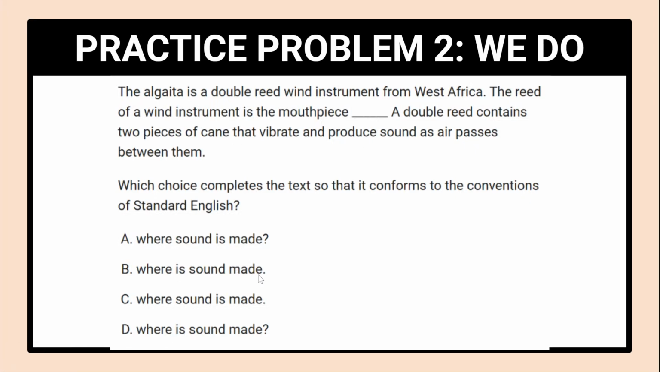Where is sound made, regardless of whether it has the period or the question mark, both of those sound like a question, and that's not really the purpose of the sentence. The sentence is there to give us a definition of what the reed is, and again, the question mark isn't going to help with that. So C is going to be the best choice here because it suits the function of the sentence.